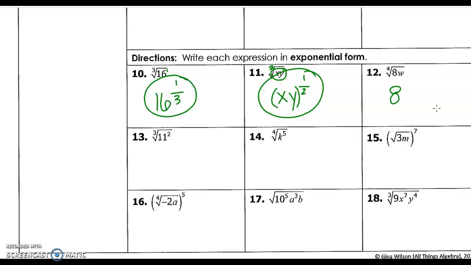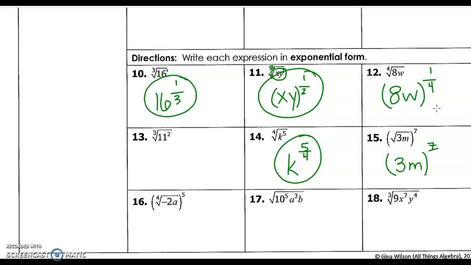Same thing here. The entire 8w to the power of 1/4. Right? And so on. This would be k to the power of 5/4. You can see the pattern happening here. This would be 3m to the power of 7/2, because there's that invisible 2 out there. Here we have 9x^7y^4. That entire thing would be to the power of 1, and then the index is 3. So that's going from radical form to exponential form.